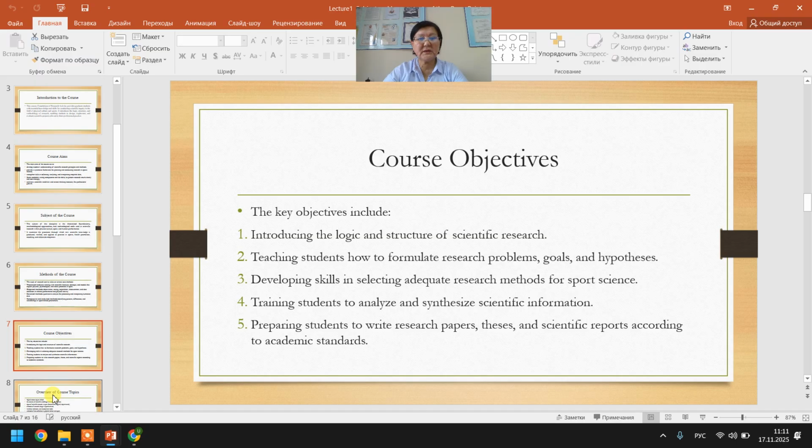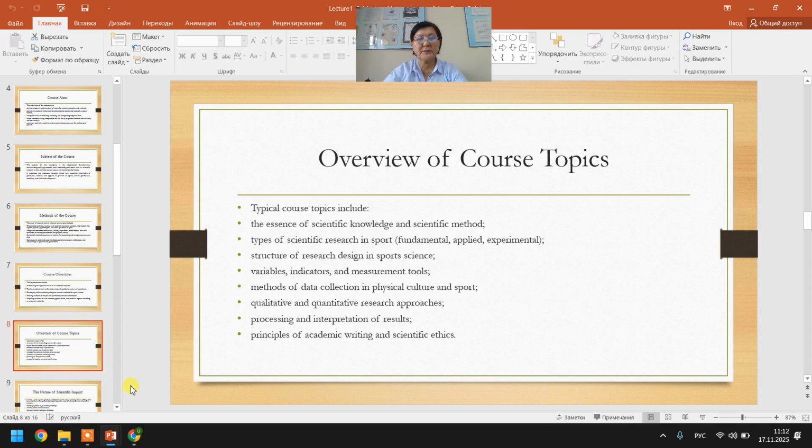As for the course objectives, the key objectives include the following: introducing the logic and the structure of scientific research, teaching students how to formulate research problems, goals, and hypotheses, developing skills in selecting adequate research methods for sports science, training students to analyze and synthesize scientific information, and preparing students to write research papers, theses, and scientific reports according to the academic standards.